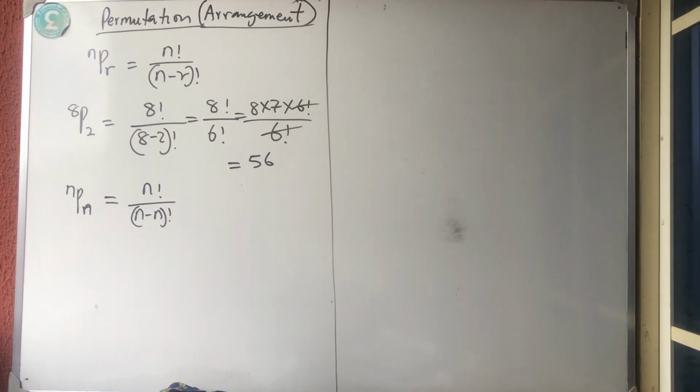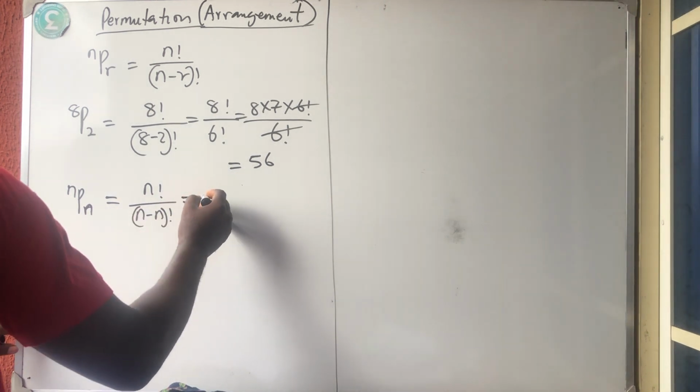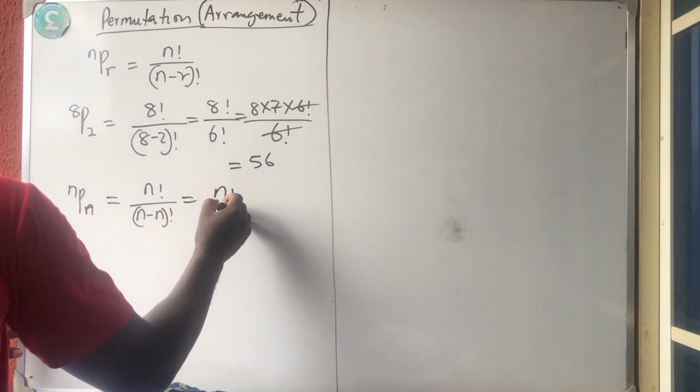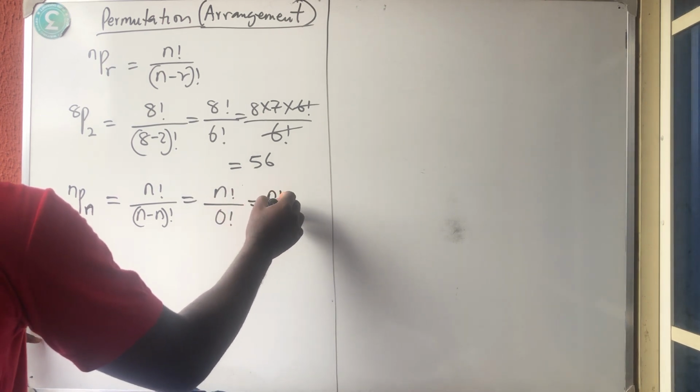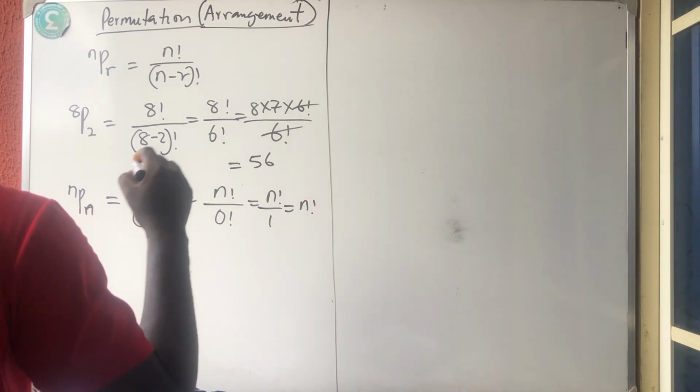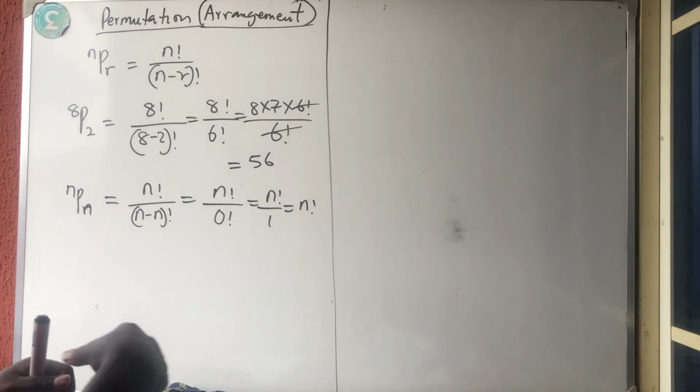So what do we have? We're having n factorial all over 0 factorial. And 0 factorial is 1. So I'm left with what? n factorial over 1, which is what? n factorial. So that is that.